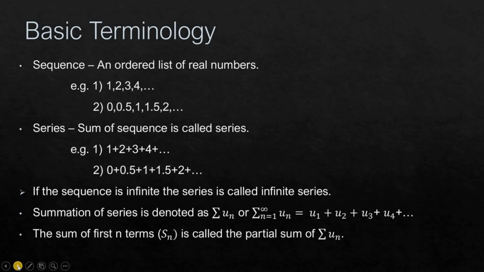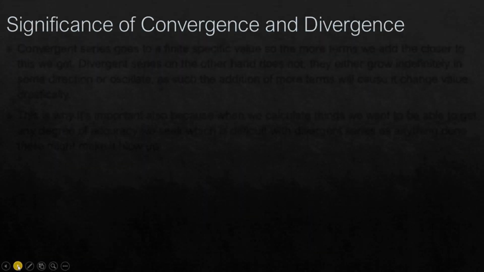It is not always feasible to calculate the infinite series sum. So we calculate the sum up to only the first n terms and we call it the partial sum of the series. So now, in terms of the partial sum of the series, we define two new terms, convergence and divergence.